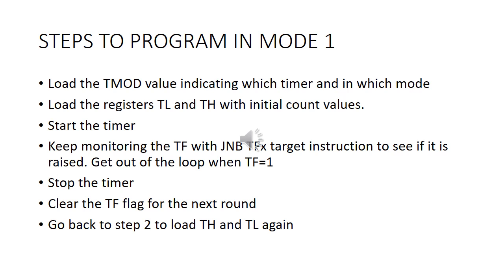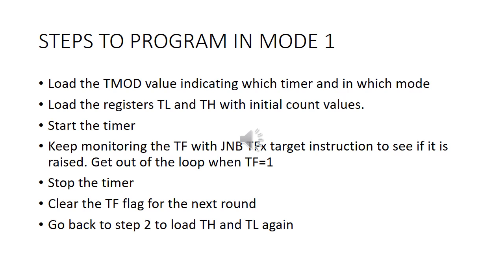JNB stands for jump if the direct bit is not set. If the timer flag is not equal to 1, you should jump to a label target. You should remain in this loop until the TFx becomes equal to 1. Once it becomes equal to 1, you should come out of the loop. After the timer overflow flag is set to 1, it has rolled over from the maximum to 0. In that case the timer flag will be set to 1. Once the timer flag is set to 1, you should stop the timer.